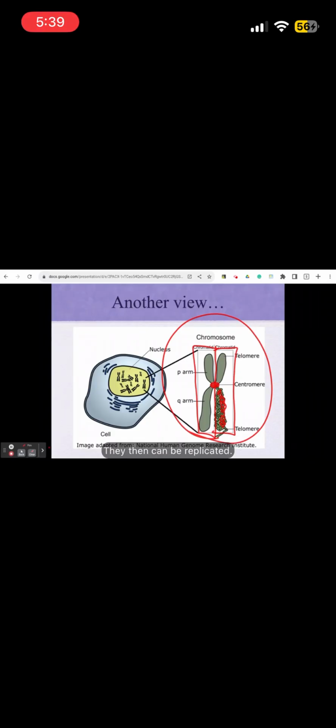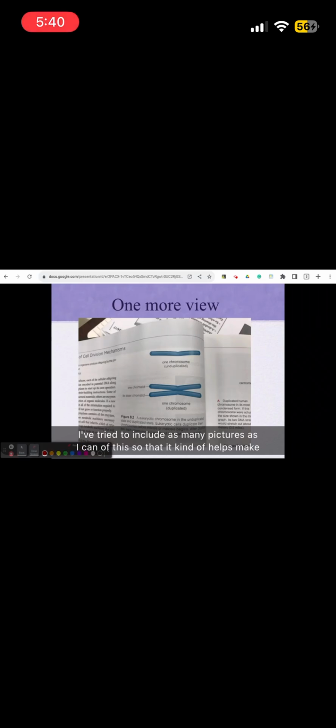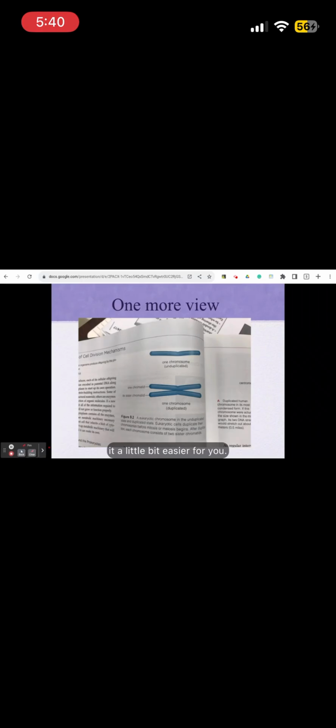They then can be replicated, and when they replicate, they have to unwind. When they're unwound, when they're uncondensed, they're called chromatin. So chromatin is uncondensed. Chromatids are condensed and they're with their sisters. One more view. I've tried to include as many pictures as I can of this so that it makes it a little bit easier for you.